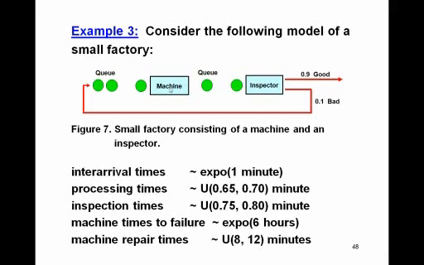Also, the machine breaks down, and we'll assume that the time to failure is exponentially distributed with a mean of 6 hours or 360 minutes. And when the machine breaks down, an inspector will come, and the repair times, once again for simplicity, are uniformly distributed on the interval 8 to 12 minutes. Altogether, we have 6 sources of randomness. Up here, by the way, where there's 2 outcomes, good or bad, that's called a Bernoulli random variable. It's the simplest possible discrete random variable.